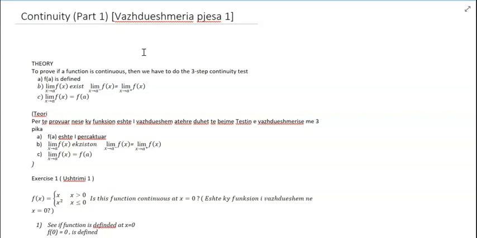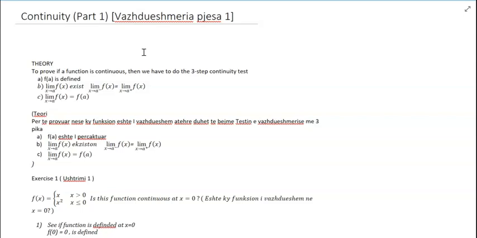To prove if a function is continuous at some point, we have to do the three-step continuity test that goes from A to C. The first point, A, says that f of a must be defined. The second, B, tells us that the limit when x goes to a of f of x exists.